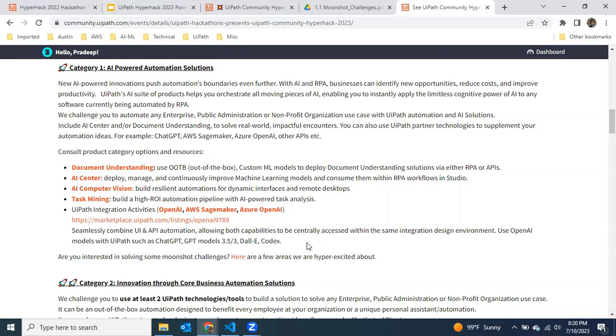The expectation is to build a solution using one or more of these UiPath products and some of the third-party products, if that is part of your solution. So feel free to explore these products if you haven't already. But if you are already a UiPath practitioner, you're very much aware of it. You can look at different marketplace components. One of the conditions is that the solution should not be exactly the same as what a marketplace component already offers. But you are free to extend an existing marketplace component and add additional features to it to enhance its capacity.